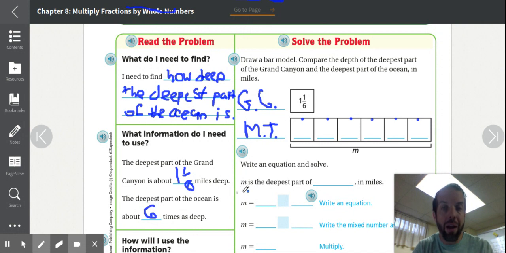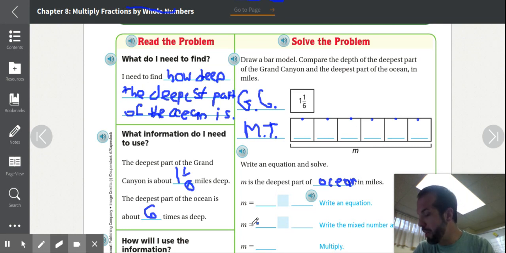All right. So right here it says M is going to be the deepest part of blank in miles. It's going to be the deepest part of what in miles? Deepest part of the Grand Canyon or the deepest part of something else? Well, we already know the deepest part of the Grand Canyon is 1 and 1/6. It's going to be the deepest part of the ocean. So let's write ocean. Now, M equals blank. So this would be step number 3. Step number 2 was to put the numbers in the box. Now, again, we only know the Grand Canyon. That's why we haven't filled in the Mariana Trench.